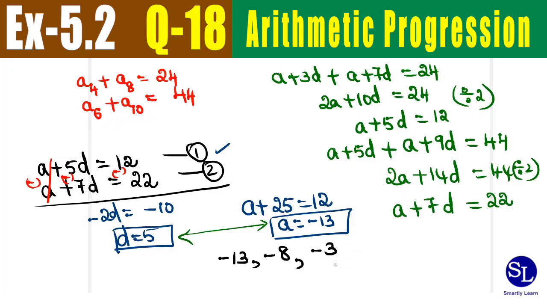They did not ask anything more than that. So you can write minus 13, minus 8, minus 3 are the first three terms of the AP. If they asked you otherwise, find the AP, you will put comma dot dot dot. Here they were very specific about only the three terms, so close the statement like this.